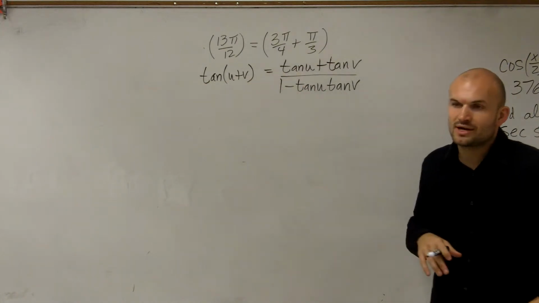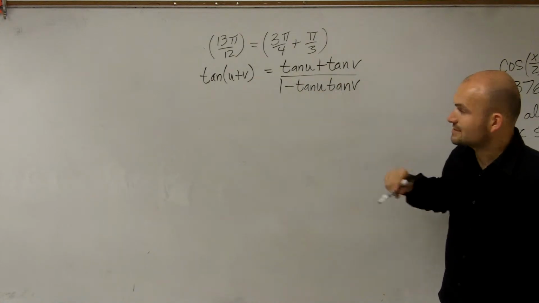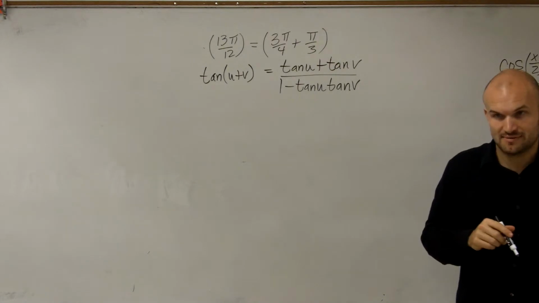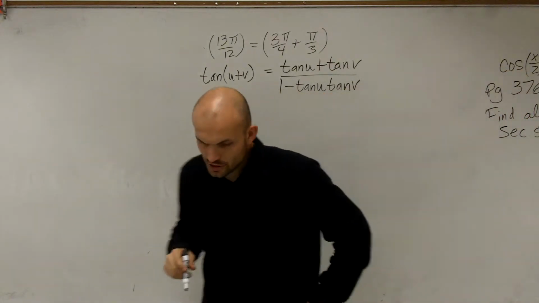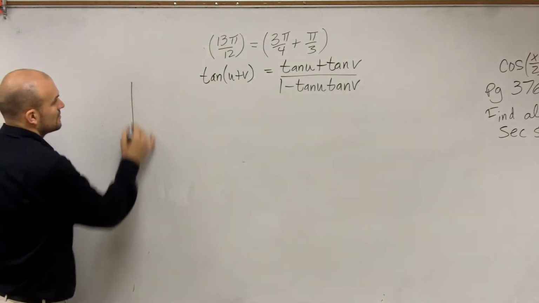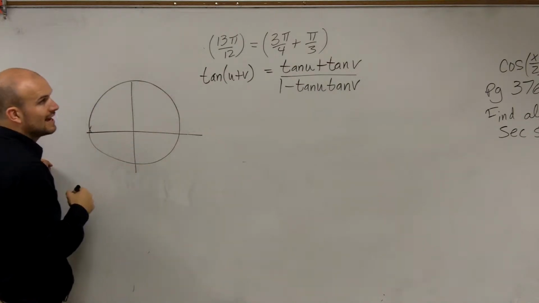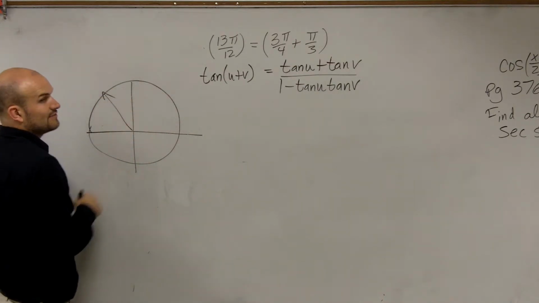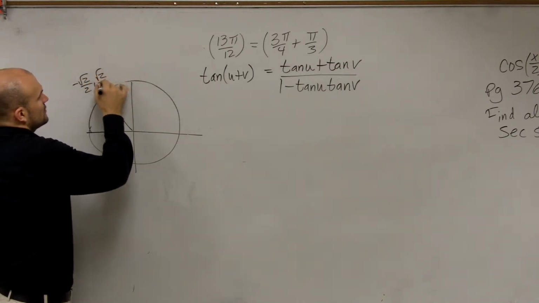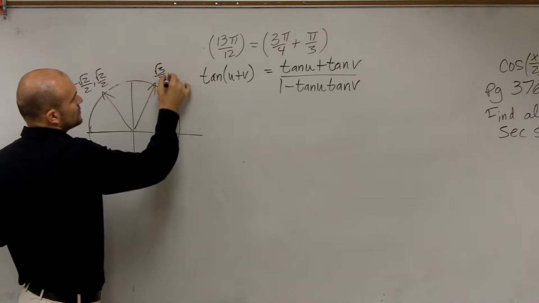So therefore, we're going to want to use the tangent addition formula, which is tangent of u plus v. That's going to equal tangent of u plus tangent of v, divided by 1 minus tangent of u times tangent of v. So again, we have to figure out our values for 3 pi over 4 and pi over 3. We have 3 pi over 4, which is negative square root of 2 over 2, comma square root of 2 over 2. And then we have pi over 3, which is 1/2, comma square root of 3 over 2.